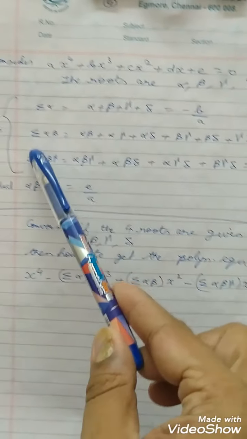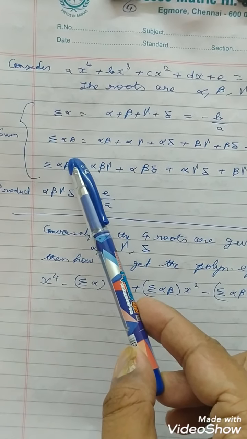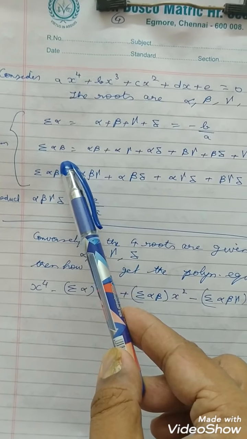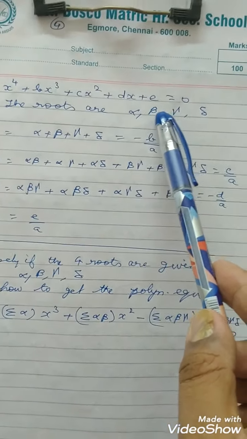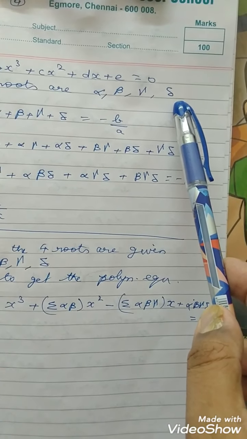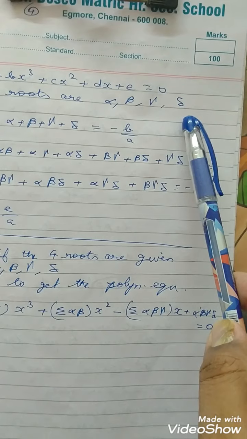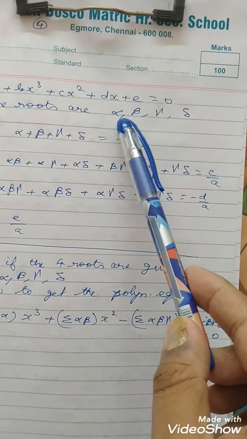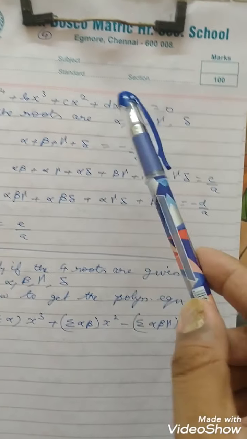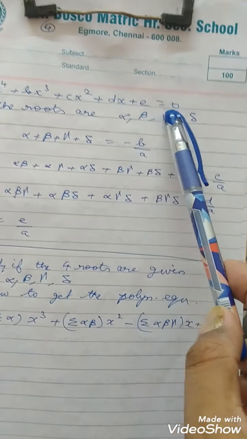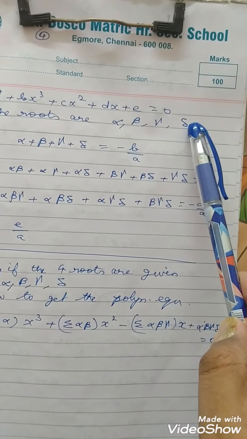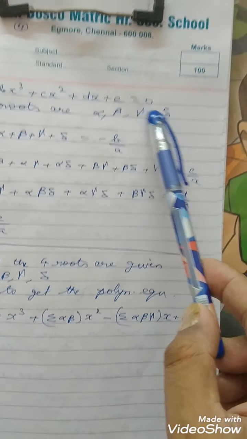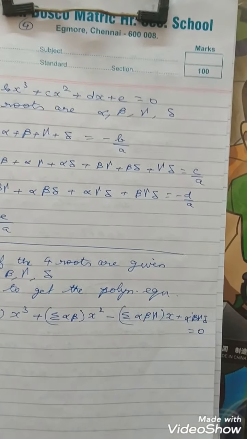Now, the next one is the summation of the product of the roots in pairs. If you see here, you have alpha, beta, gamma, delta. So first let's get the product of the roots in pairs. What are they going to be? Alpha into beta is one thing. Alpha into gamma. Alpha into delta. That's not over. Beta into gamma. Beta into delta. And then you have gamma into delta. So you have exhausted all the possibilities.